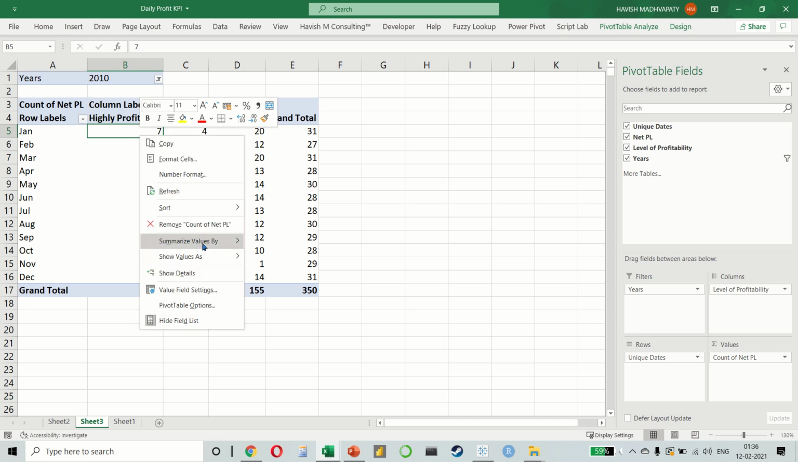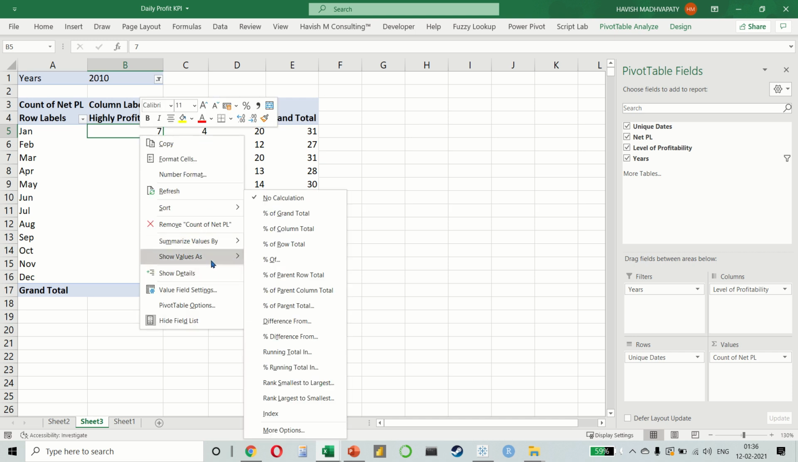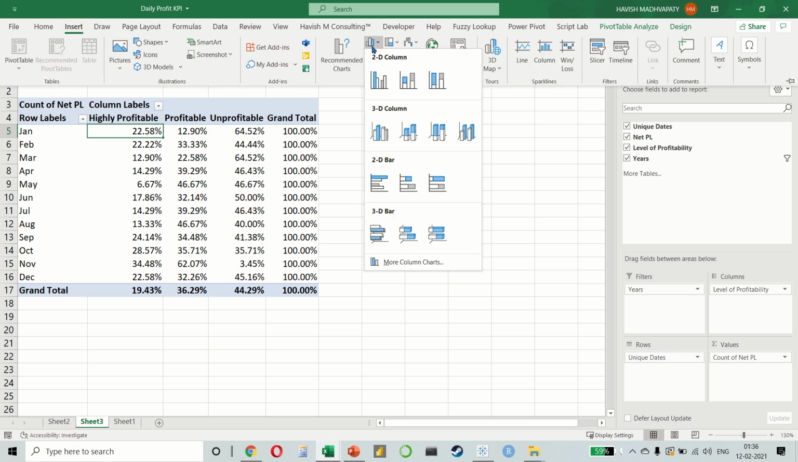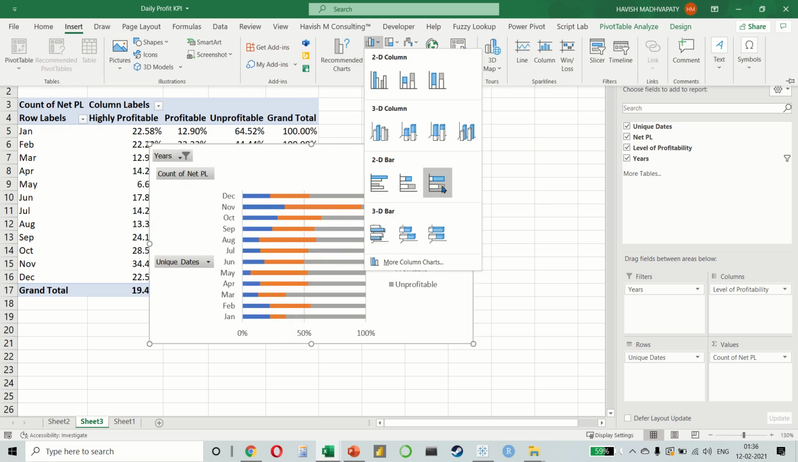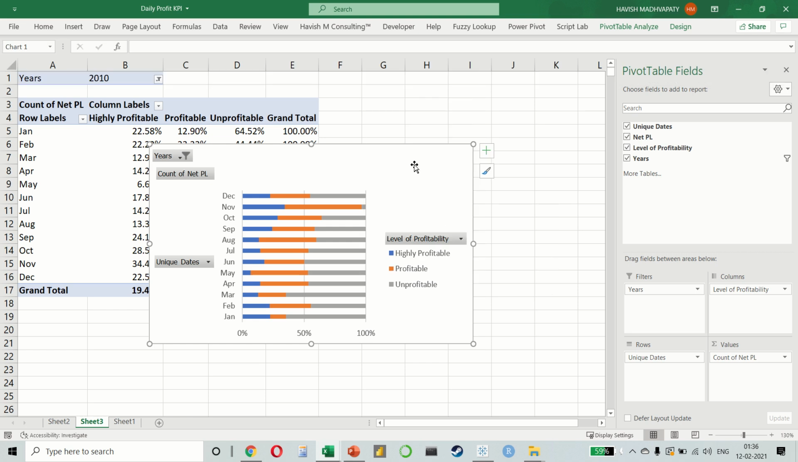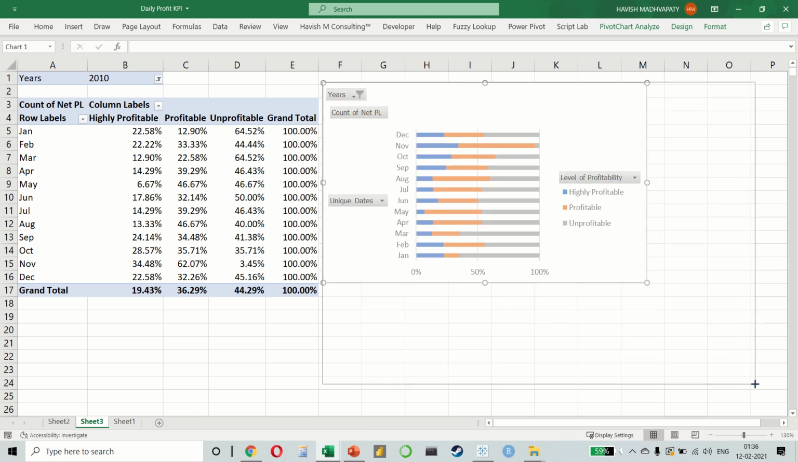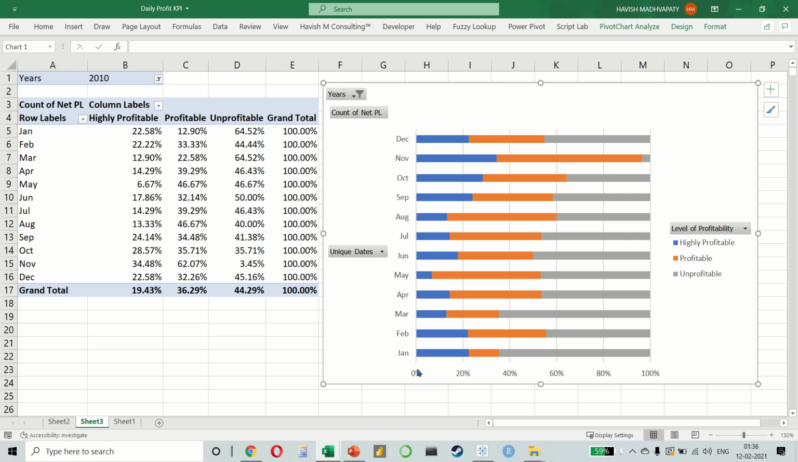I click summarize values, show values as a percentage of row total. And let's also create a chart. So insert, and we will create a 100% stacked bar chart. And let's understand what this is telling us. What this tells us is that for every single month, what percentage of dates have been individually profitable, highly profitable, or unprofitable.